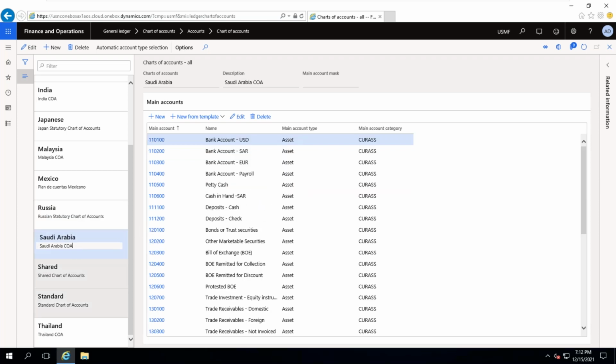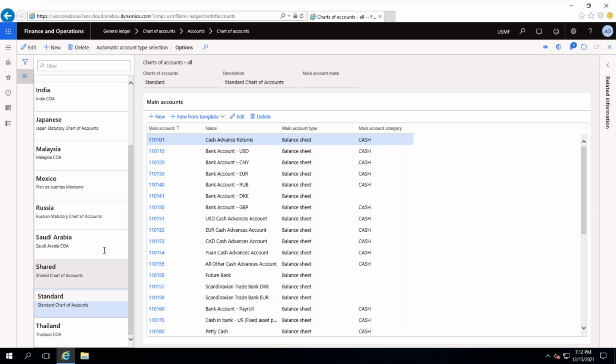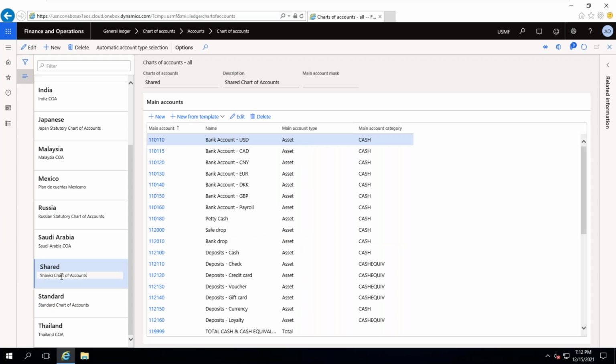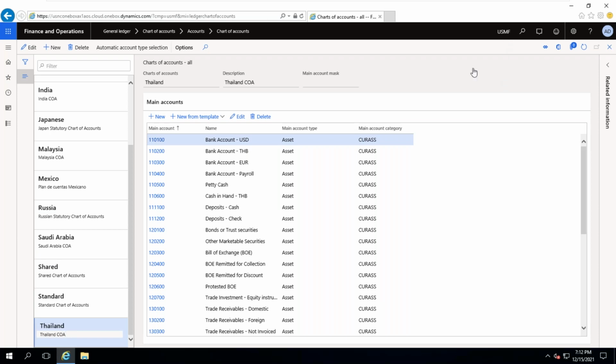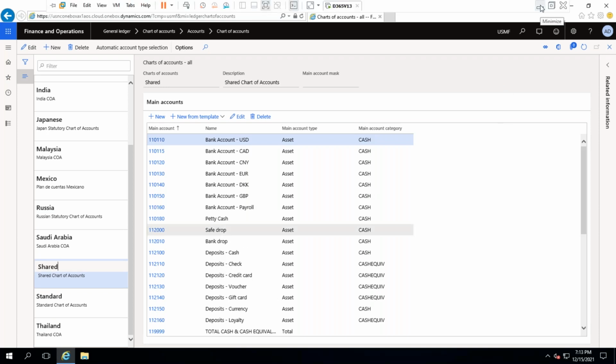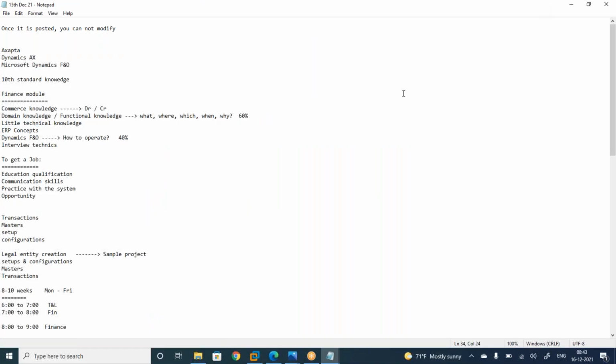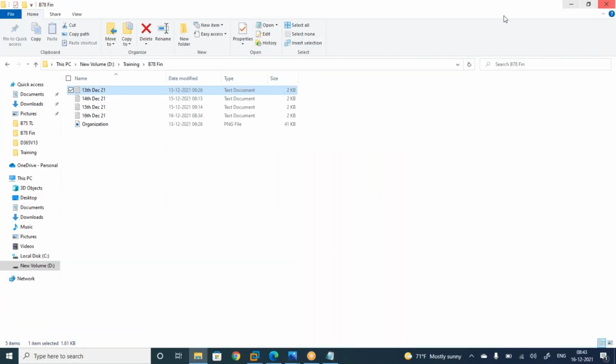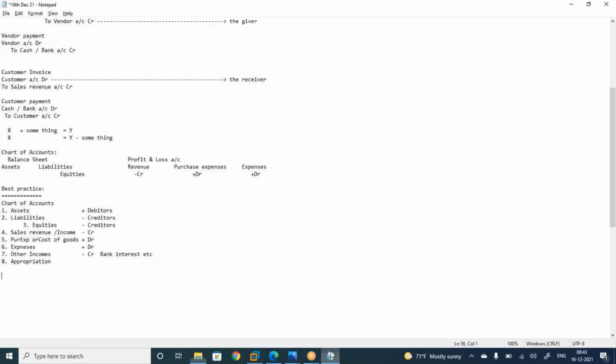So like this, samples were given by Microsoft. It does not mean you need to follow them, but in majority countries in the world, this same set of chart of accounts will be followed. Microsoft has given a different chart of accounts for each country. Okay, so as I told you, this is not a rule. This is only best practice.